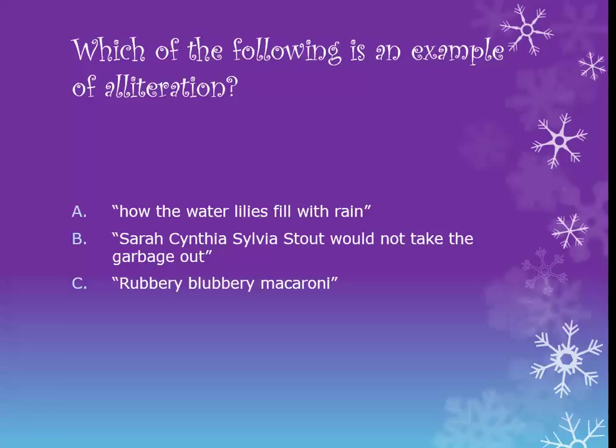Which of the following is an example of alliteration? Remember, alliteration is when the first letter sound of the words is repeated. How the water lilies fill with rain. Sarah Cynthia Sylvia Stout would not take the garbage out. Or rubbery blubbery macaroni. And if you chose B, you would be correct. You've got the sss sound repeated. That's actually from a poem by Shel Silverstein. And if you looked at A, you may have noticed the assonance. Lilies fill. You got 2 I's there.